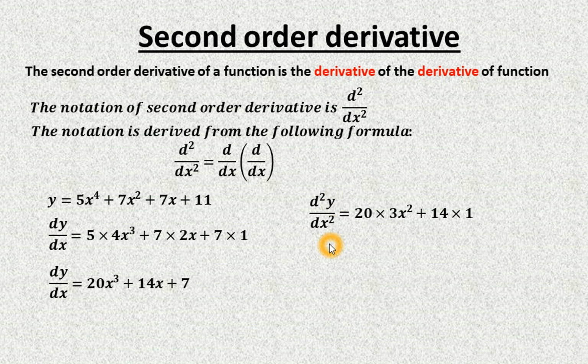d square y by dx square equals, again differentiating this part: 20 times the derivative of x cube, that is 3x square. Then 14 times the derivative of x, that is 1. The constant term, the term without x, has derivative 0, so we only write the other part. Then we simplify: d square y by dx square equals 20 times 3, that is 60x square, plus 14 times 1, that is 14. That is the answer. Here we have to do differentiation two times. Then we can move to the problems.